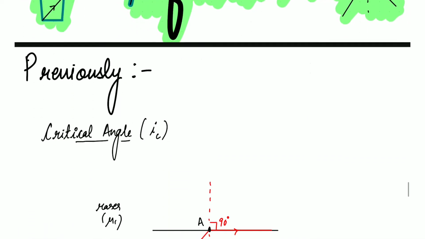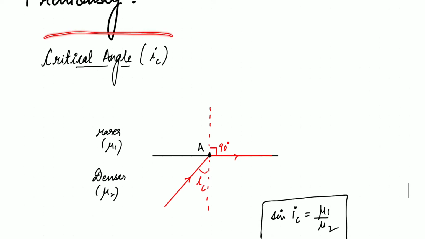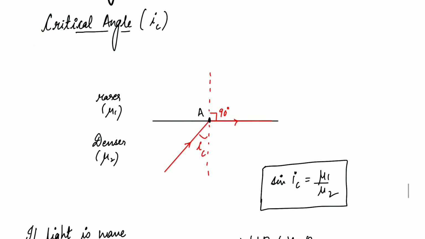Before I come to that topic, let's try to recap what all things we discussed in the previous video. So in the previous video we talked about critical angle. Now what was a critical angle? Imagine we have an interface over here. Here we have a denser medium, here we have rarer medium. Denser medium has a refractive index of nu2, rarer medium has a refractive index of nu1.